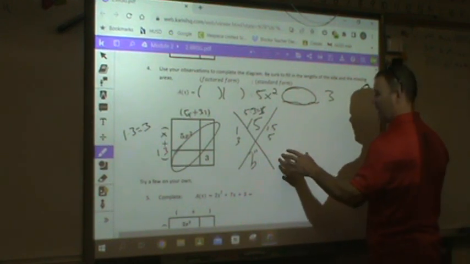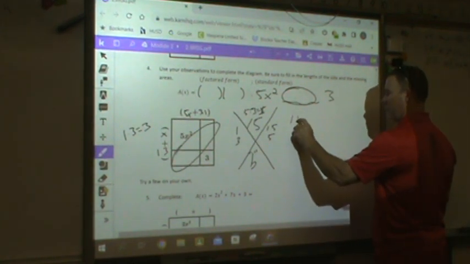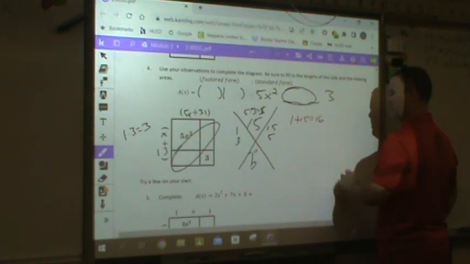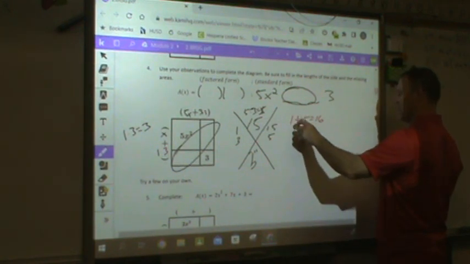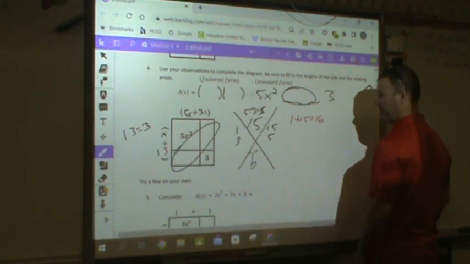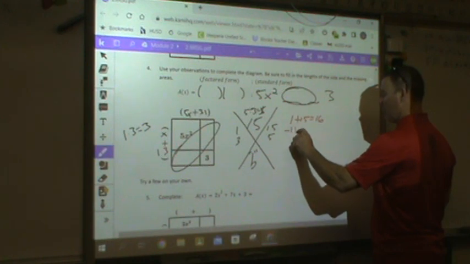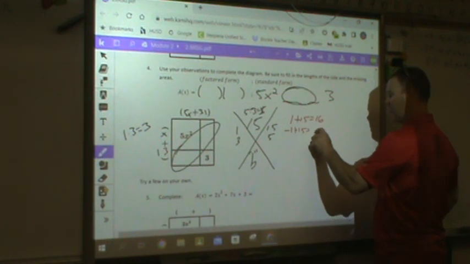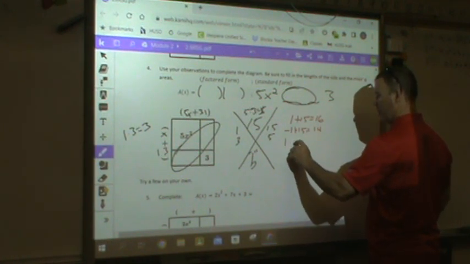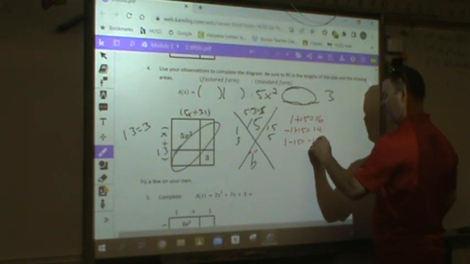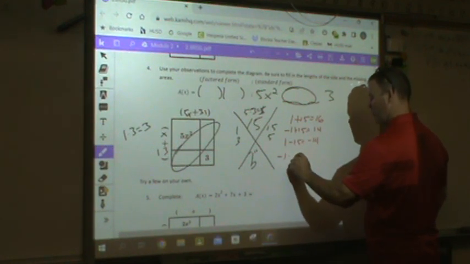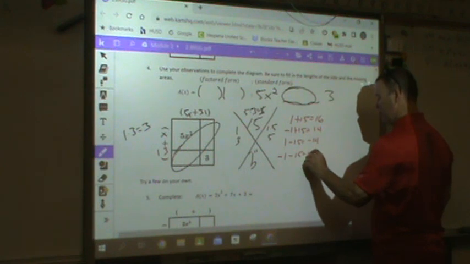So how I determine that is by adding these together. 1 plus 15 equals 16. Well, how else can I add 1 and 15? Minus 1 plus 15, which gives me 14. 1 minus 15, which gives me negative 14. Or I could do minus 1 minus 15, which gives me negative 16.